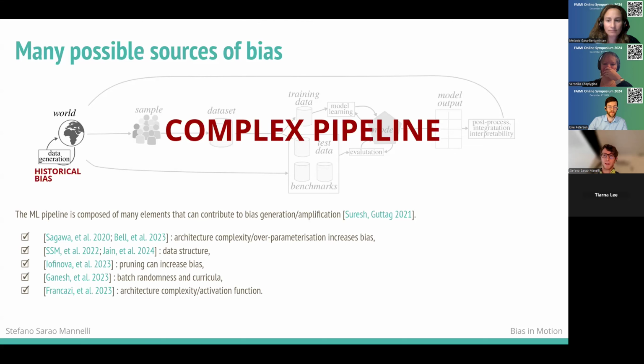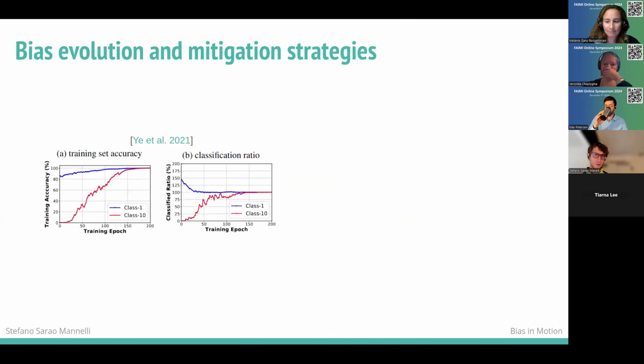I want to understand each individual element of this complex picture and try to single them out and see how they contribute. On this side, I'm very happy to connect with the medical image community because you have lots of fairness problems. And so I think there are lots of things that we can learn from what you do. So I will specifically talk about bias throughout learning.